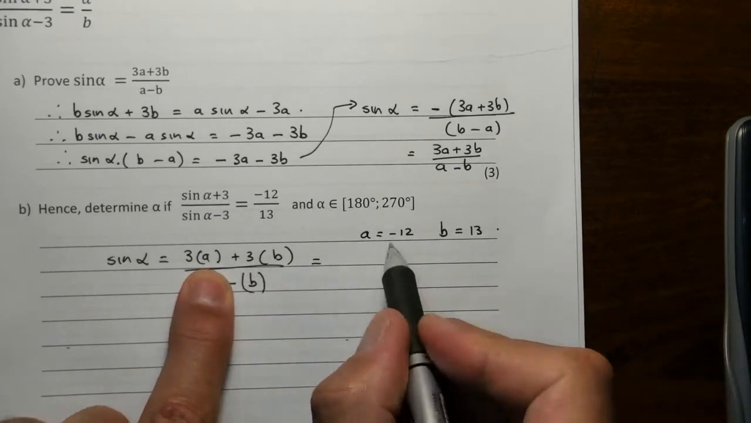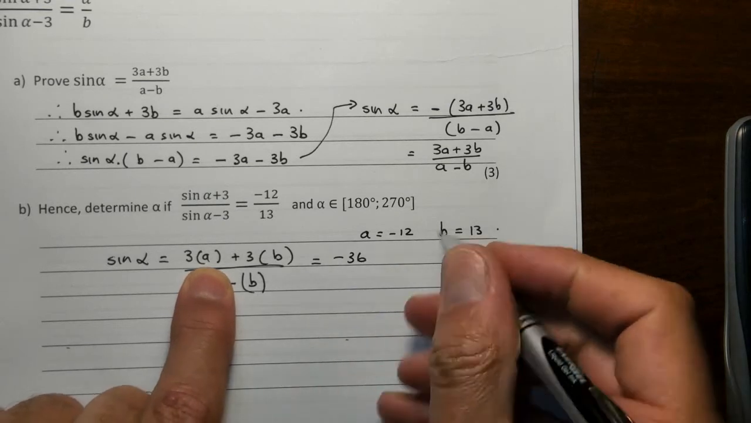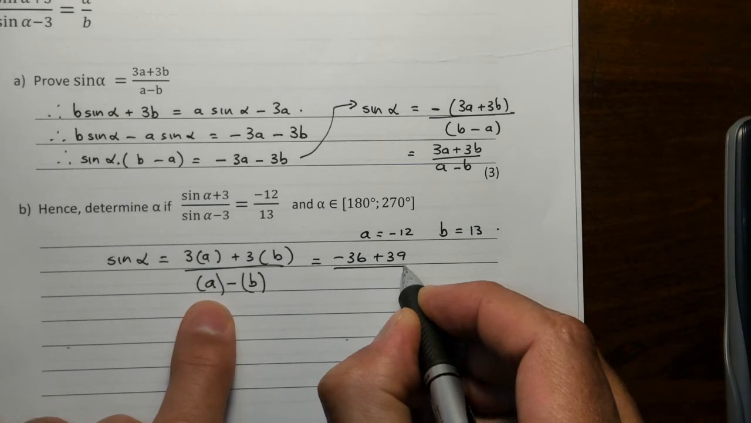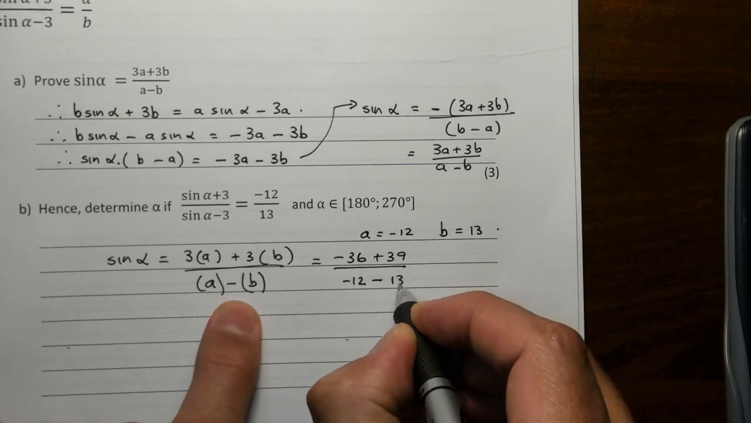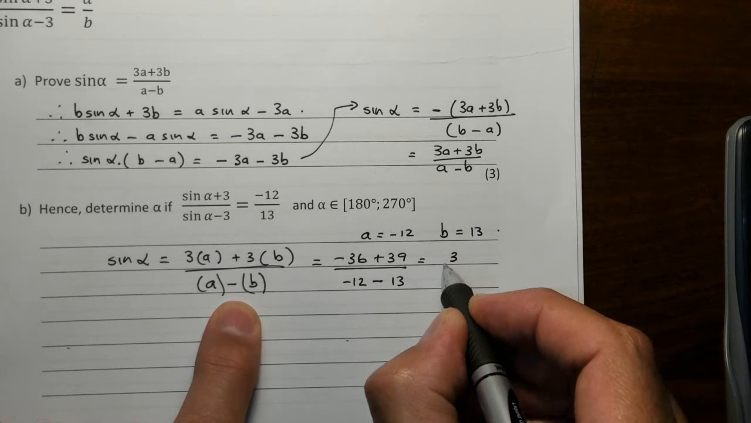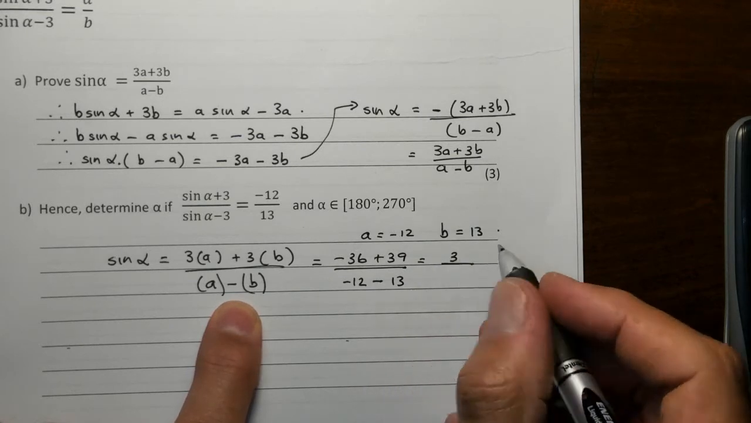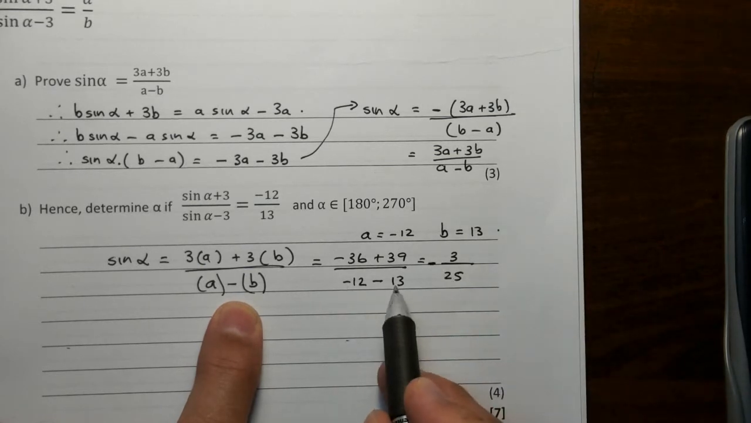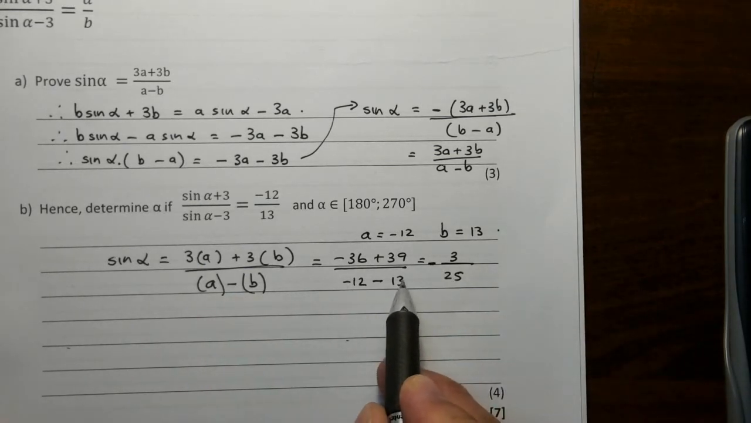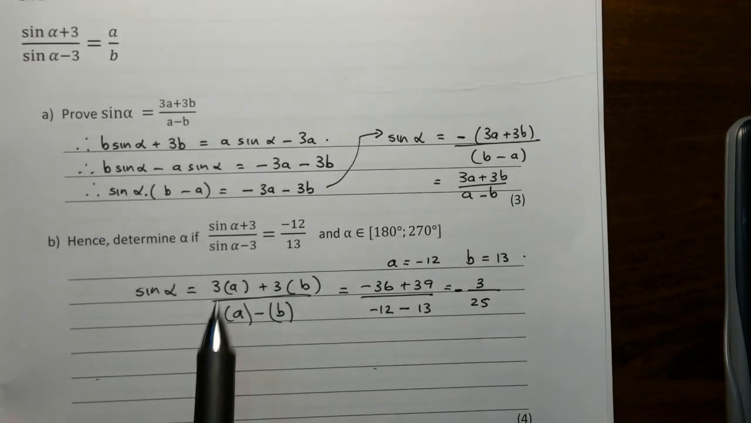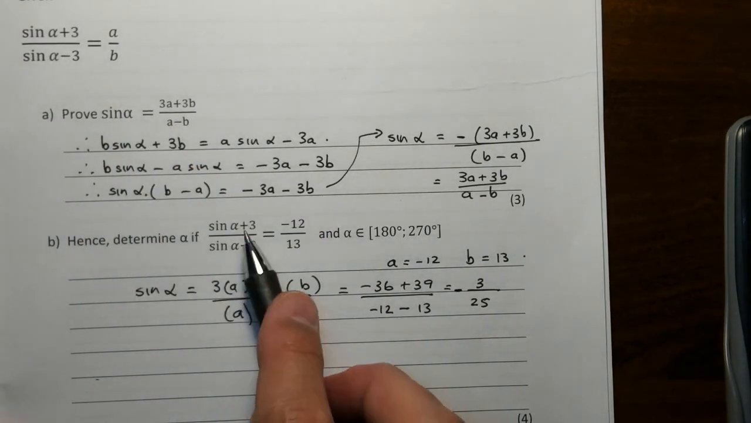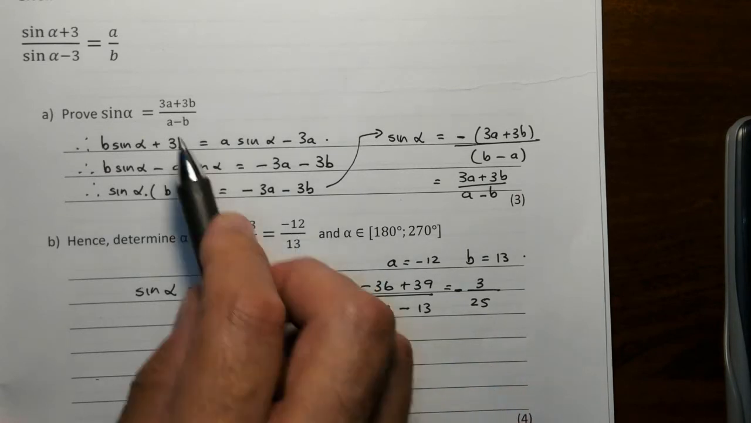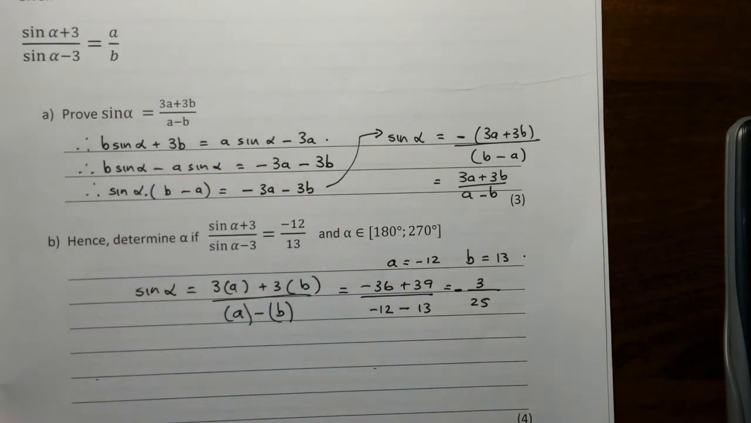So I go in there. 3 times minus 12 gives me minus 36. 3 times b is 39, divided by minus 12 minus 13. So that leaves me with an ugly number, minus 3 over 25, which is a negative number, because this is negative. Okay, how did I see that again? Well, right at the beginning, they gave me that relationship. Now they tell me that relationship is minus 12 over 13. So a has to be minus 12 and b has to be 13.